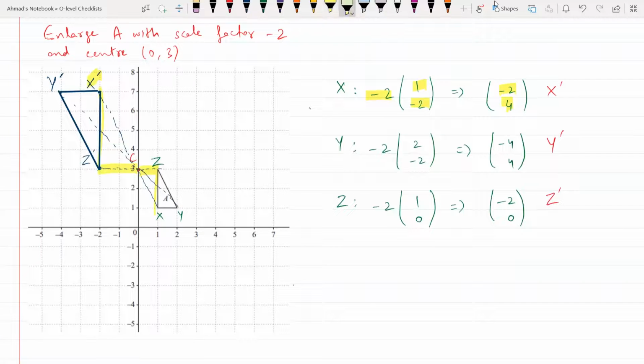Similarly for y here, y is 2 right and 2 down. 2 right and 2 down. उसको -2 से multiply कर दिया. What do you get? You get -4 and 4. So that's 4 units left from the center and then 4 units up. That is your y bar. Okay. So that's what happens here.